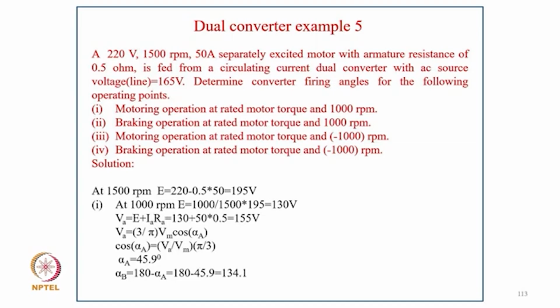Now coming to example 5 on dual converter. A 3-phase 220 volt 1500 rpm 50 ampere separately excited DC motor with armature resistance of 0.5 ohm is fed from a circulating current dual converter with the AC source impedance neglected and AC source voltage of 165 volt. Determine the converter firing angle for the following operations: motoring operation at rated motor torque at 1000 rpm, braking operation at rated motor torque at 1000 rpm, and motoring operation at rated torque at minus 1000 rpm, braking operation at rated motor torque at minus 1000 rpm.